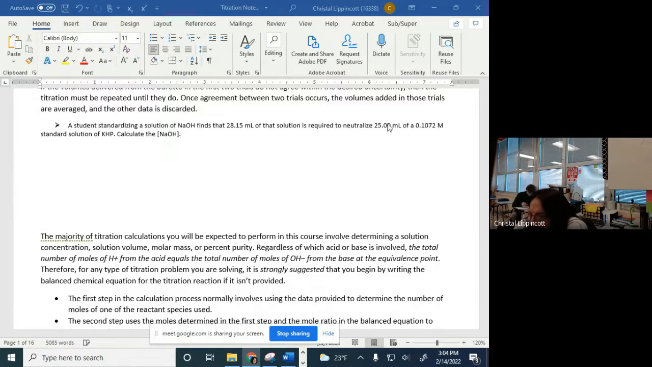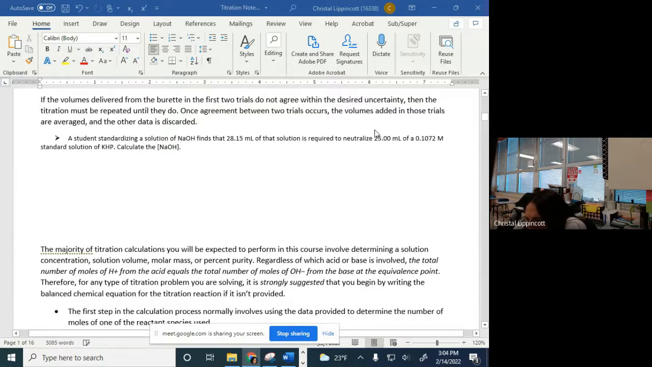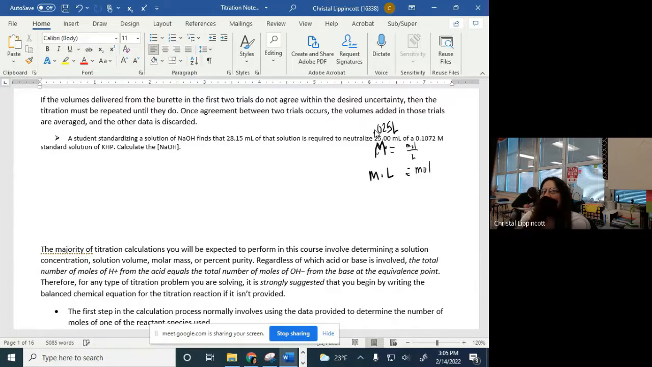All right. So we're going to figure out what our moles are of the KHP. Molarity equals moles over liters. So if I know my liters and I know my molarity, how do I find my moles? Molarity times volume, in liters, is going to give me my moles. But remember, I need to put this into liters. Good?